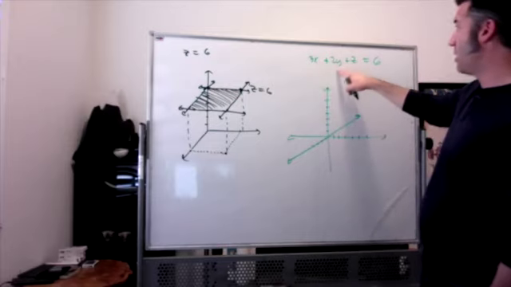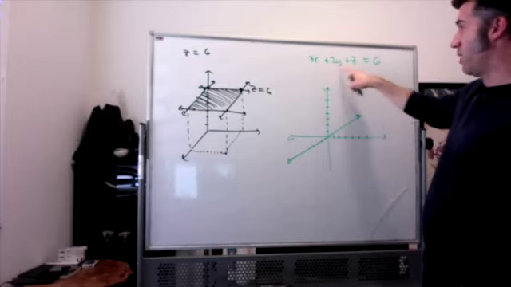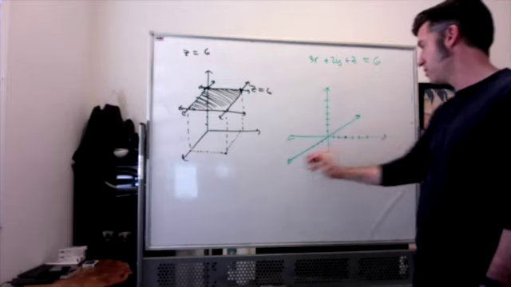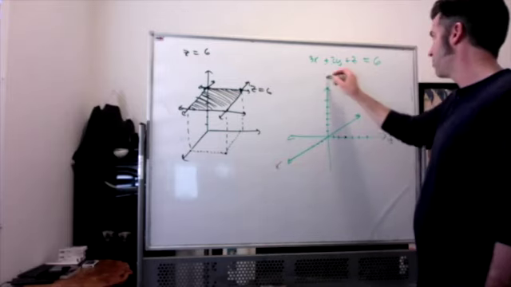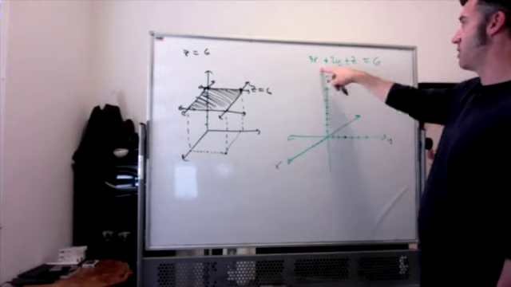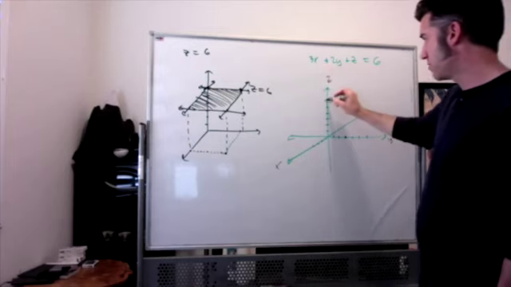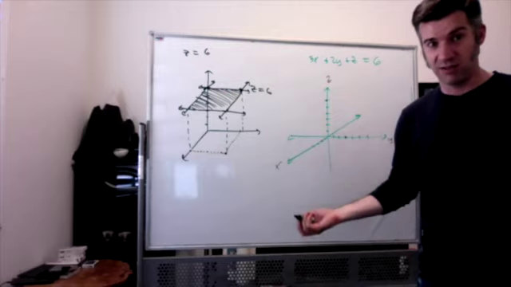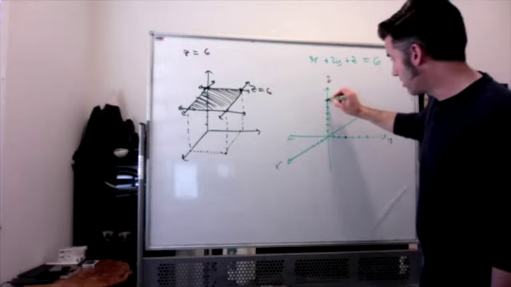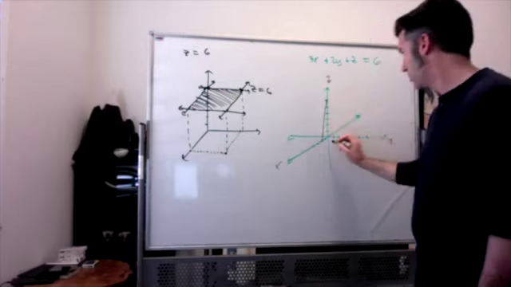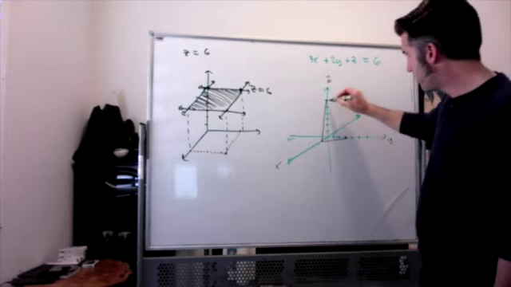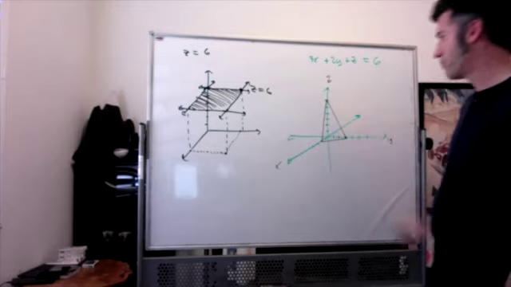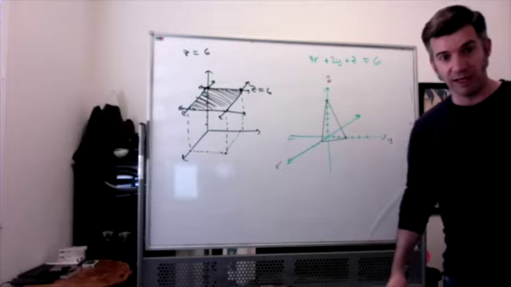To find the y-intercept, set these equal to 0. You're going to get 2y equal to 6, which is y equal to 3. And to find the z-intercept, set these equal to 0. You're going to get z equal to 6. And if you've got 3 points, that's enough to define the plane. So I'm going to connect them, so there's part of my plane, right?